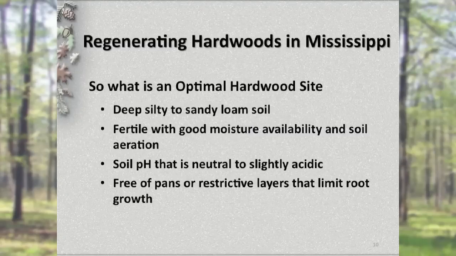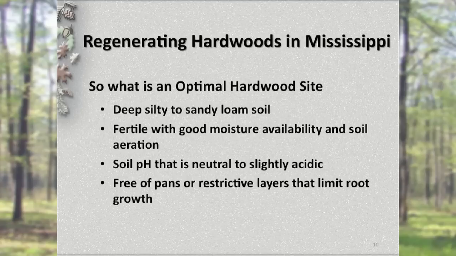So what is an optimal hardwood site? Really, deep, silty to sandy loam soils are the best. And the depth of these soils needs to be somewhere in the neighborhood of 36 to 60 inches. They need to be fertile. They have to have good moisture availability during the growing season, as well as good soil aeration. If they do not, these sites will not produce quality trees. The soil pH needs to be neutral to slightly acidic in most cases.